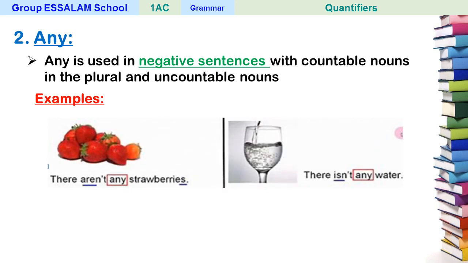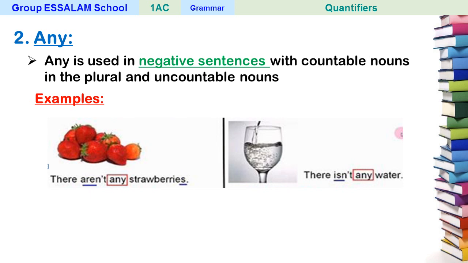There aren't any strawberries. Look, there aren't. This is the verb. The verb is in the negative, present simple tense, negative form. Okay? There aren't. So, it is a negative sentence. That's why we write here any. We cannot write some because some we cannot use with negative sentences. We can use it with positive. But any, we can use it with negative sentences.